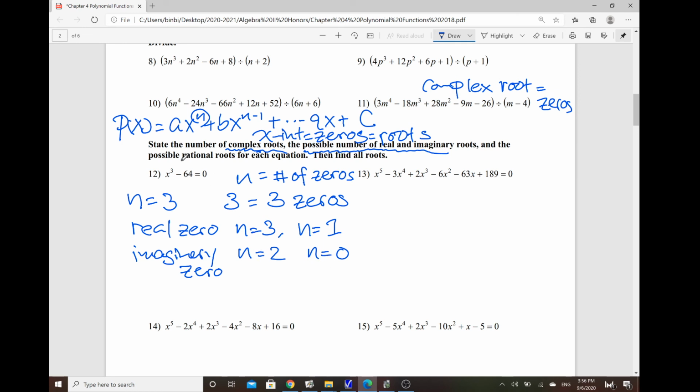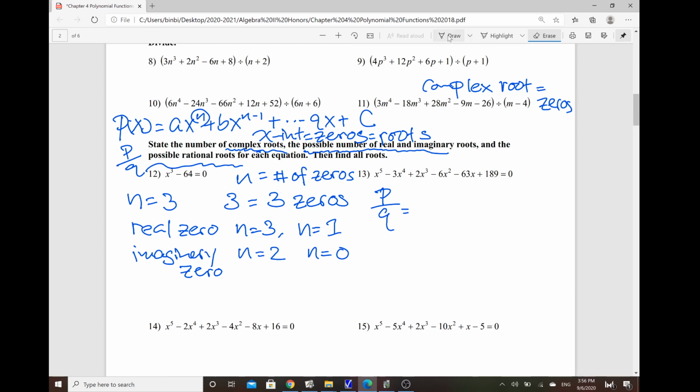And now, what about the possible rational roots? Here's one thing that I would like to introduce. In order to find the possible rational roots, we need to apply the rational root theorem, p over q. So if you see the structure here, p would be the constant number.